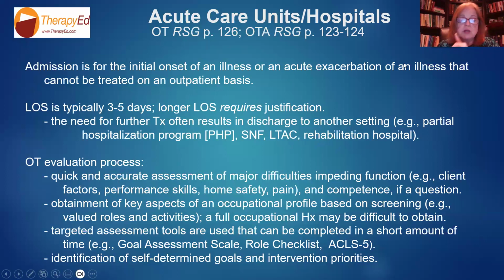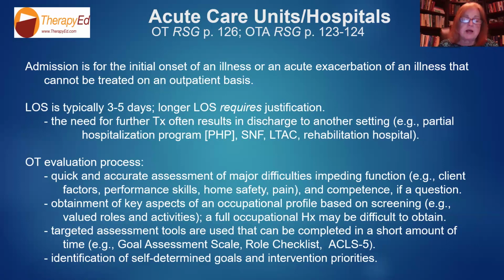What was the key with acute care? Remember, when you have a question about acute care evaluation, it is what is the main thing that qualifies that person to be hospitalized? Because remember, people are not hospitalized unless they have something that needs acute care. Okay. So what are the things? The client factors, the performance skills, home, safety, pain. Okay. Those are the things. And is there a question of the person's competence? So that is the key thing: it needs to be quick and focused on the main reason for admission.